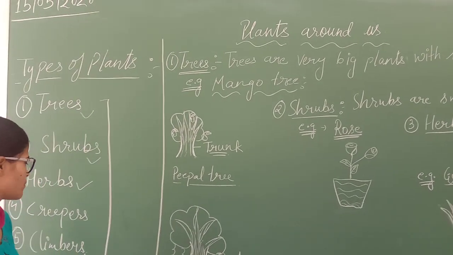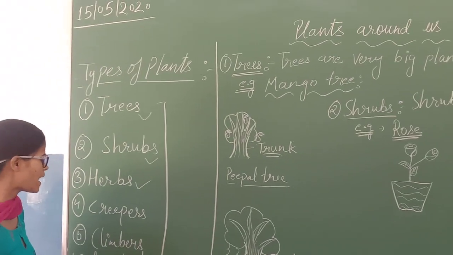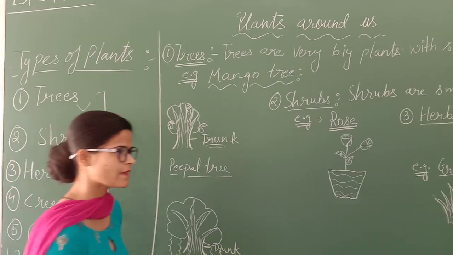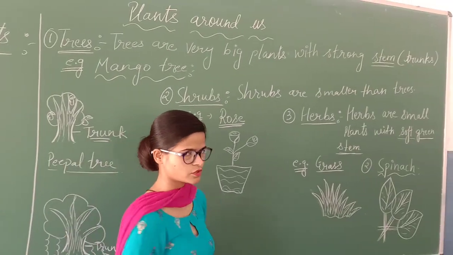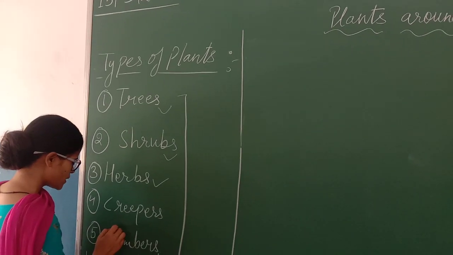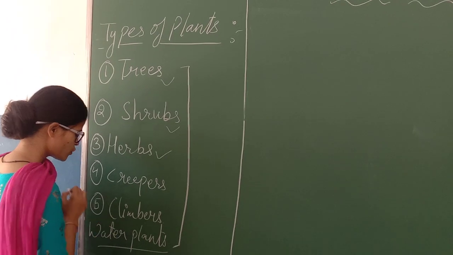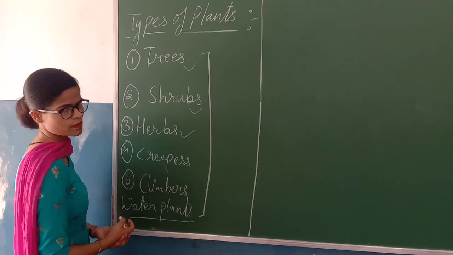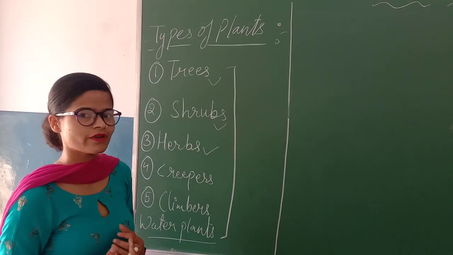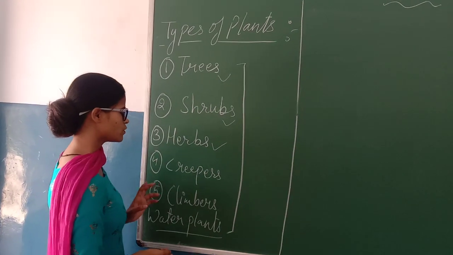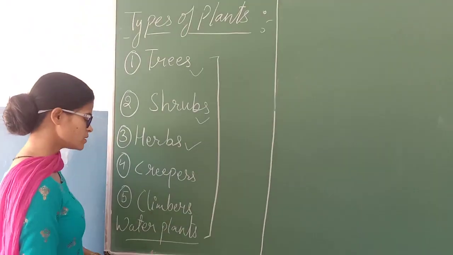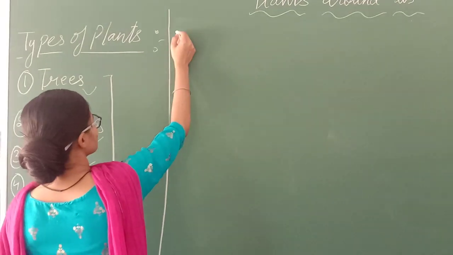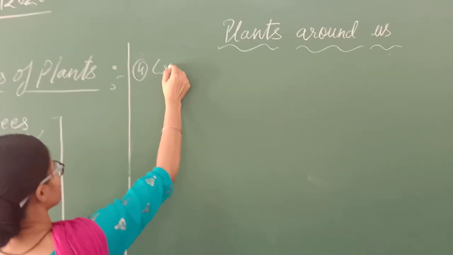The next plant, the next tree I am going to tell you about creepers, climbers and water tree, okay, my dear students. So three things I have explained you, that is trees, shrubs and herbs. I hope you understood it very well. Now I am going to tell you about creepers, climbers and water plant, okay. So the fourth one is creepers.